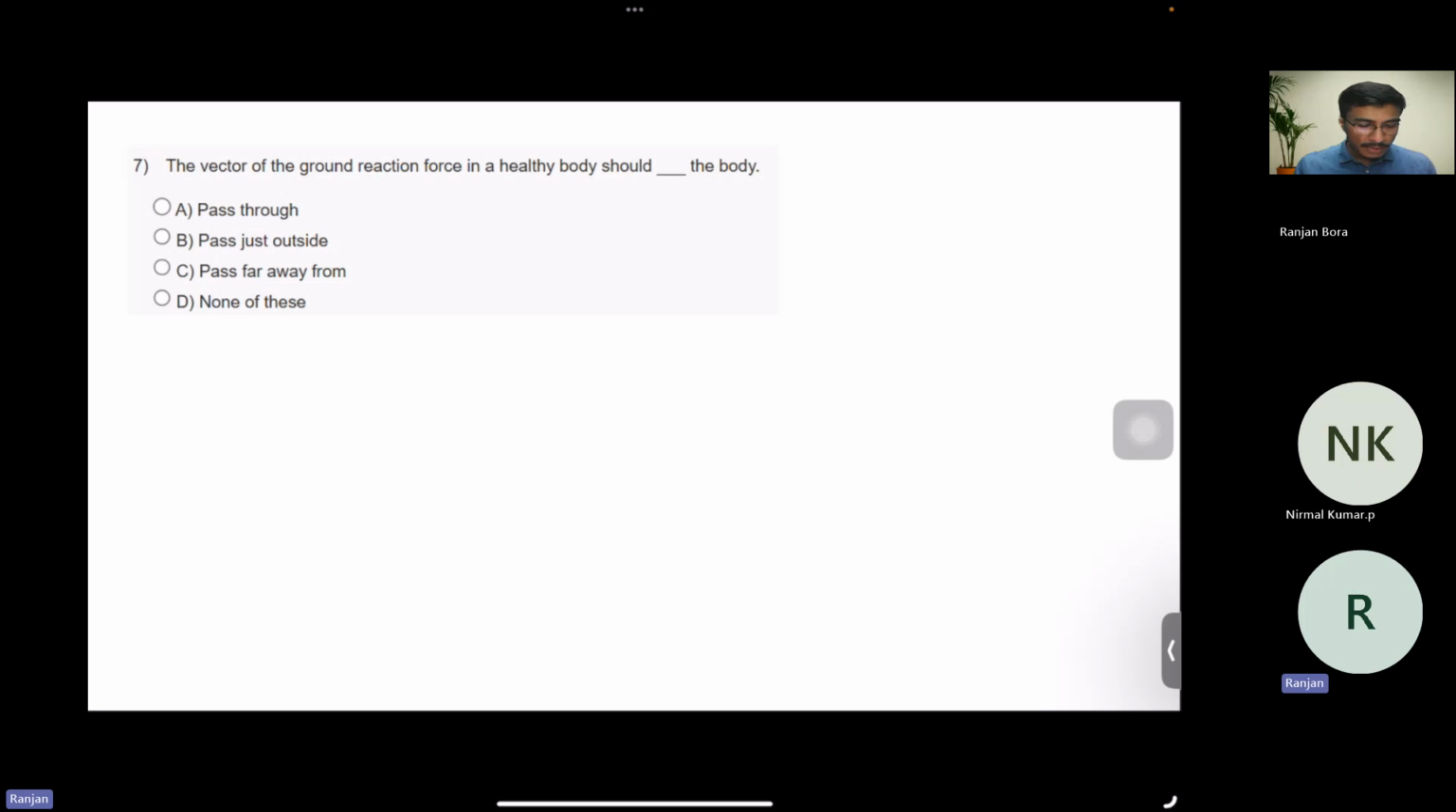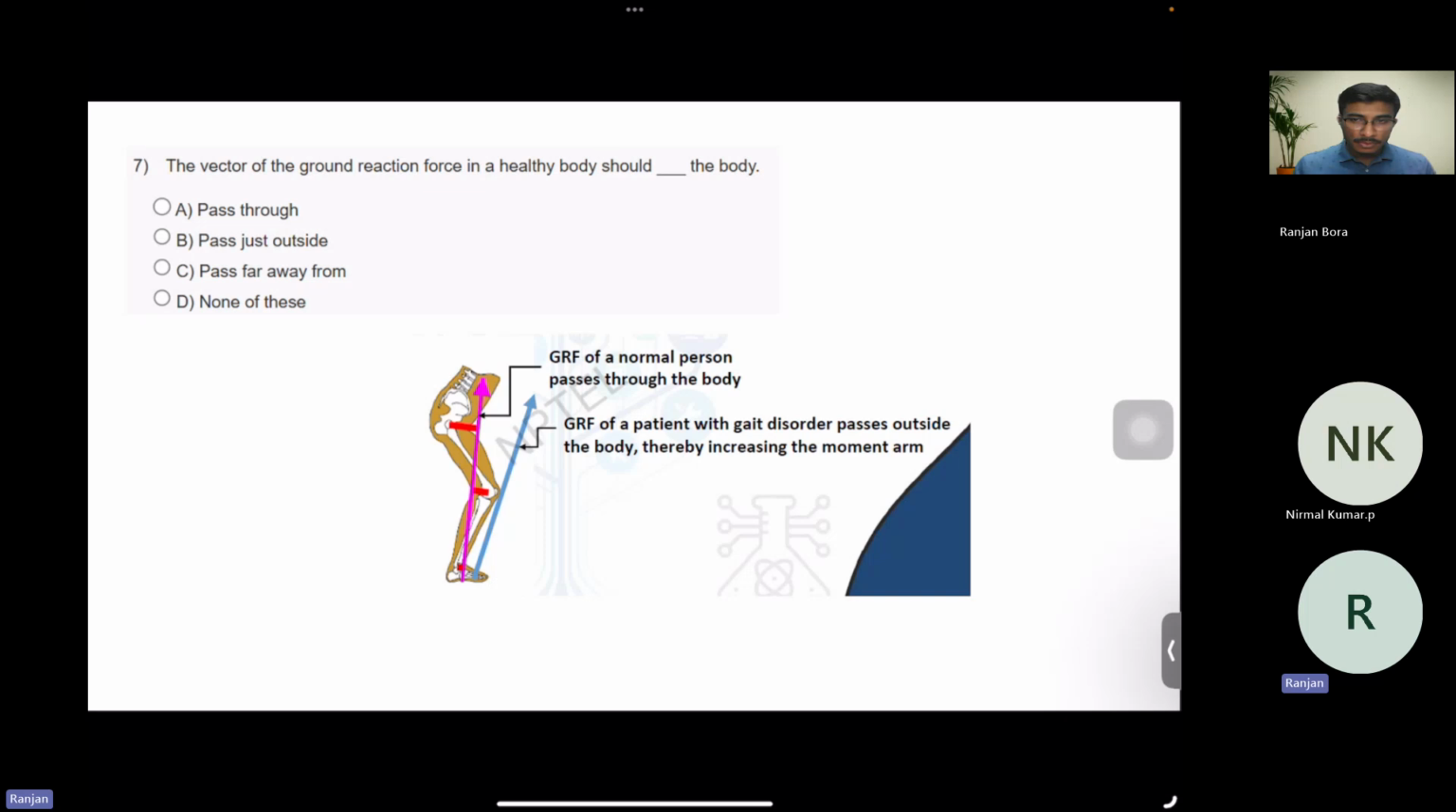And the vector of the ground reaction force in a healthy body should dash the body. So you can see this pink color line is the ground reaction force of a normal person, and it passes through the body. And for a patient with gait disorder, the ground reaction force passes outside the body, and it increases the moment. Okay, so option A is correct.